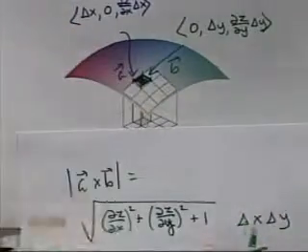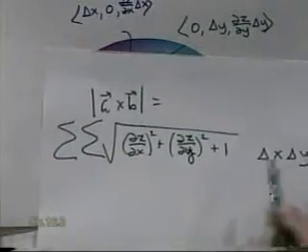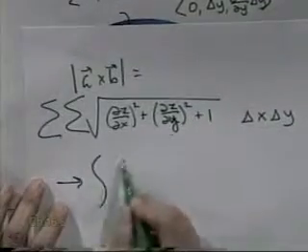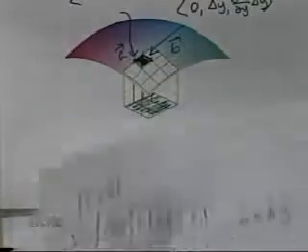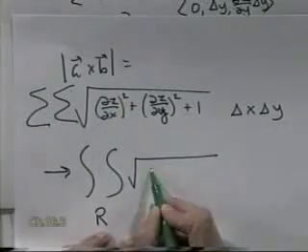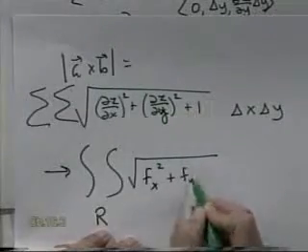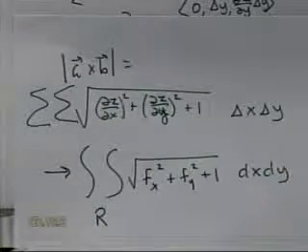Now that was just that one itty bitty little area. But if we add them all up in the x direction, in the y direction, and take the limit as delta x and delta y go to 0, this becomes the integral over region R. What's region R? The projection of the surface down onto the xy plane of the square root of, instead of writing it as partial of z with respect to x, why don't I write it as f sub x squared, plus partial of z with respect to y, f sub y squared, plus 1, dx dy. Isn't that cool? Time for notes.